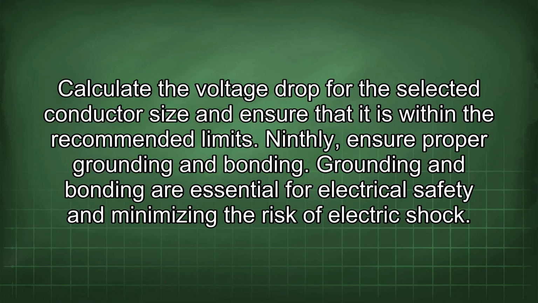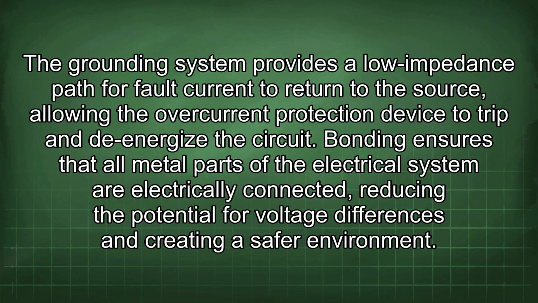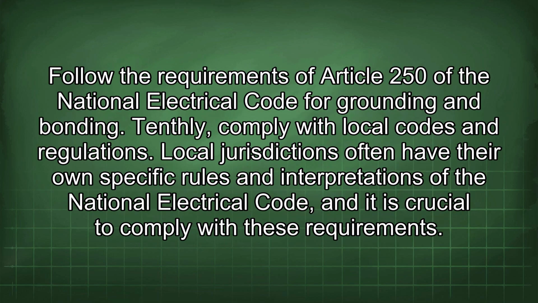Ninthly, ensure proper grounding and bonding. Grounding and bonding are essential for electrical safety and minimizing the risk of electric shock. The grounding system provides a low impedance path for fault current to return to the source, allowing the overcurrent protection device to trip and de-energize the circuit. Bonding ensures that all metal parts of the electrical system are electrically connected, reducing the potential for voltage differences and creating a safer environment. Follow the requirements of Article 250 of the National Electrical Code for grounding and bonding.